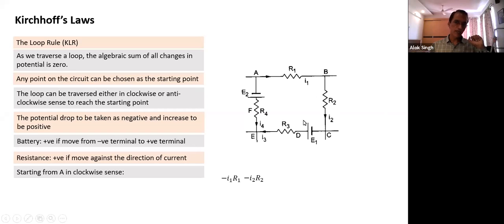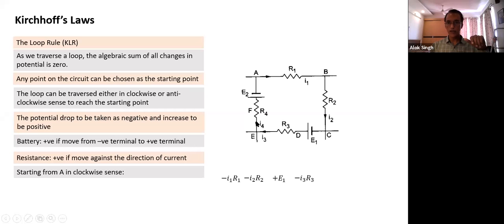Now I'm crossing the battery. I'm going from negative to positive. Should the sign be plus or minus? We have defined potential as increasing or decreasing. As we go from negative to positive, potential is increasing. Hence, the sign should be positive. I put plus E1. Then again I cross R3, again in the direction of current. Hence, again the minus sign, minus I3 R3.